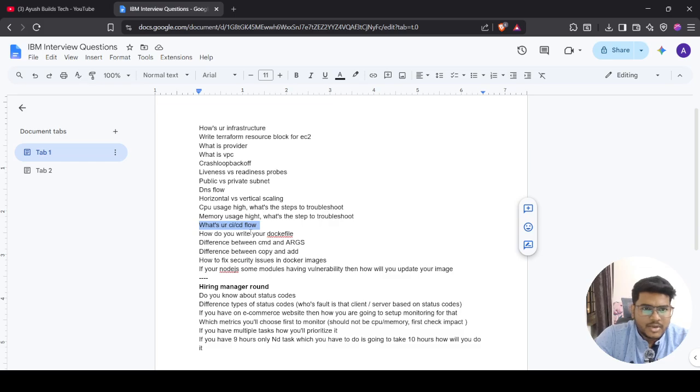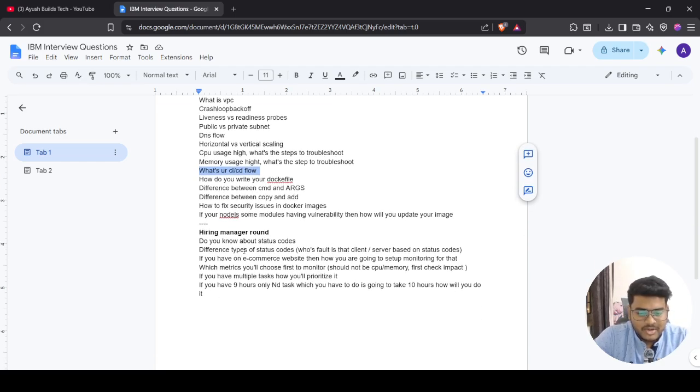It was basically two rounds only. In the first round there were two panels, and they asked all these questions. The next round was interesting: the hiring manager round. He started with very basic things like status codes. He asked about 5xx series, 4xx series, or 3xx, and which side the issue is on, whether it's client side or server side.